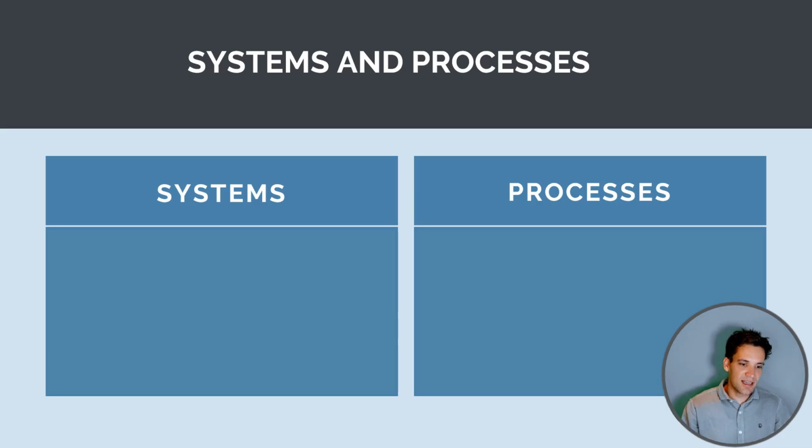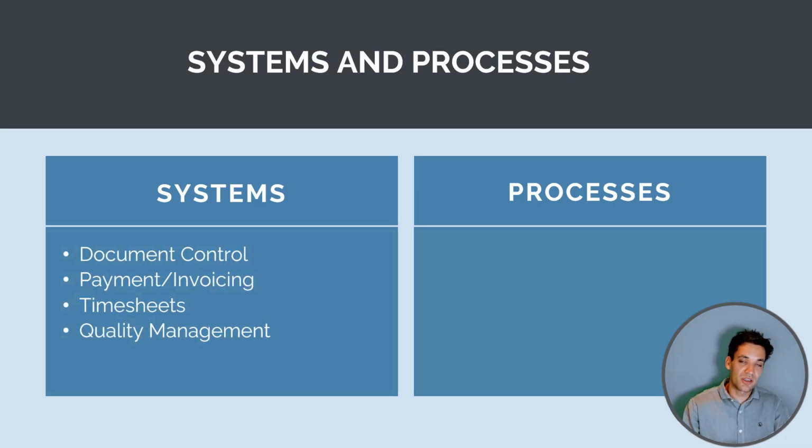So systems are things like what we're using to manage our document control, what we're using to manage payment and invoicing, timesheets, quality management. So these will likely be software tools. They could be as simple as Excel spreadsheets or certain other tools we use to manage our documentation. We've then got our processes.